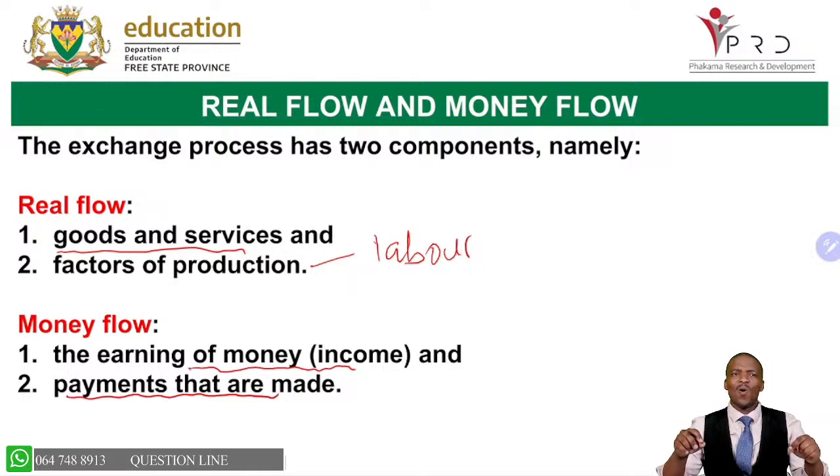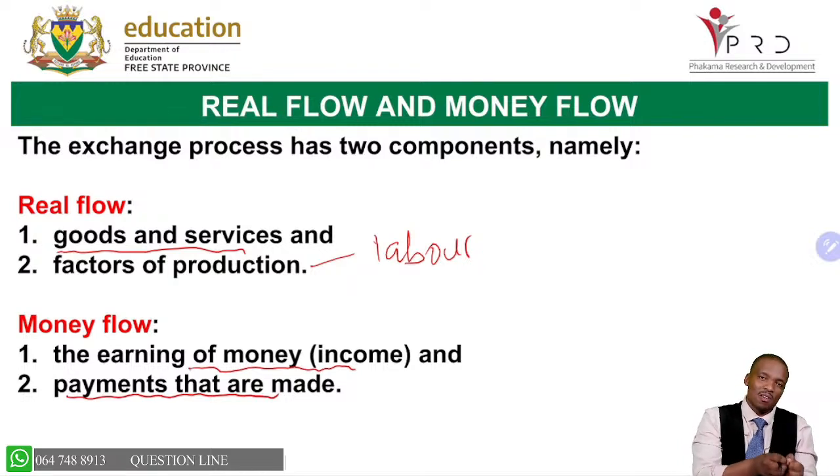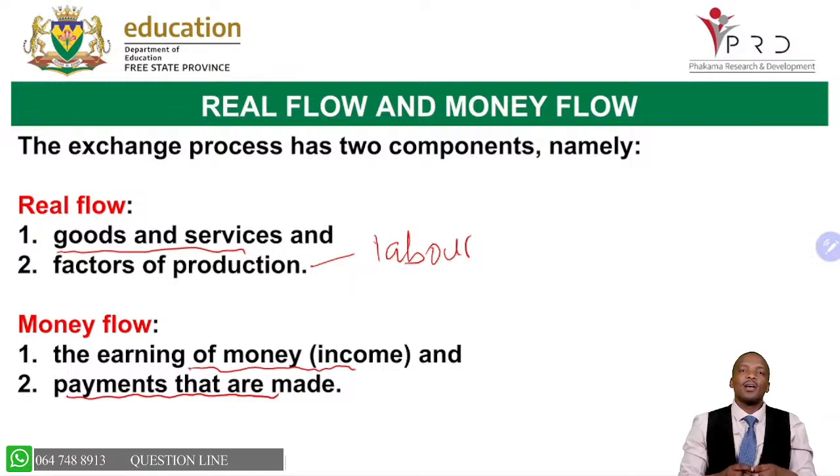So when we say distinguish between real flow and money flow, you cannot tell us that there's a bold line or there's a dotted line, but you need to tell us that the movement of factors of production from households to the other participants, it's real flow. The purchasing of goods and services from the firms through the product market to the other participants, it's real flow. But the payment for purchasing these factors of production, it's money flow. The income that is earned by these factors of production, it's money flow. Okay.